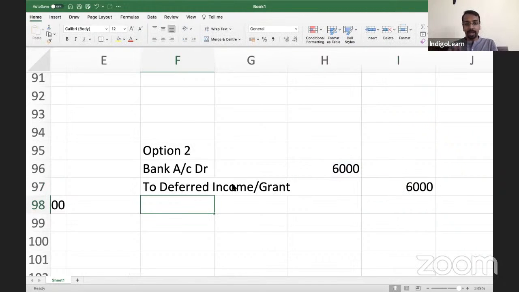Please write narration in the exam. I am not writing because I am not writing the exam. You have to write narration in the exam. Otherwise, marks will be deducted. I'm telling you, they'll deduct at least 1 to 2 marks for not writing narration. Right? So bank account debit to deferred grant account. This is the second option.